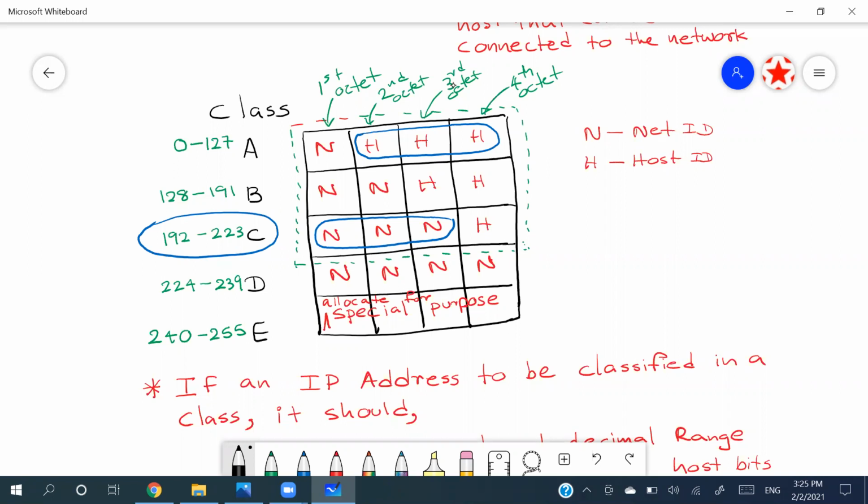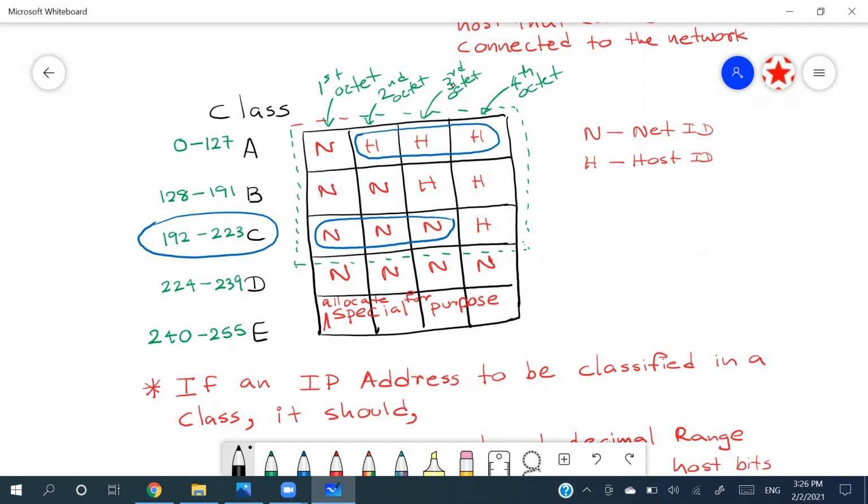So as I told you, we are concentrating on classes A, B, and C inside our syllabus. D and E, we just mentioned these two, and we are not very much into these in the syllabus, right? So in class D, all 4 octets are considered as net ID, and no bit is considered as host ID. And class E is allocated for special purposes.